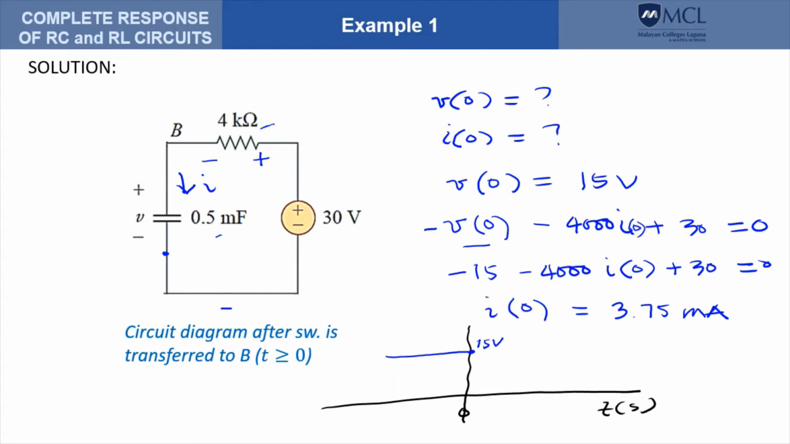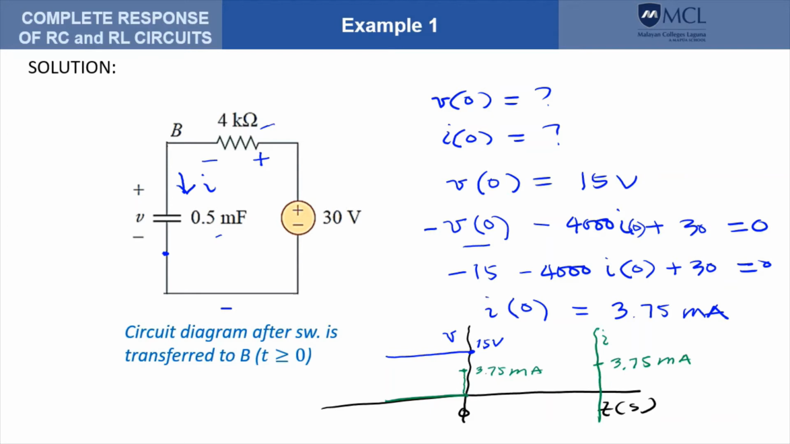For the current, it started at 0 and then it jumps at t equals 0. So let's say it jumps to 3.75 milliamperes. So let's assume this to be our voltage here, and this will be our current here. So this is 3.75 milliamps, and the voltage is 15 volts.